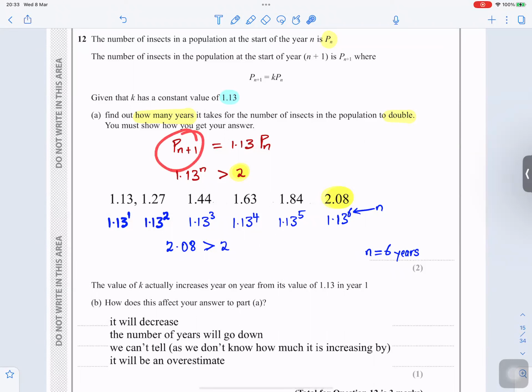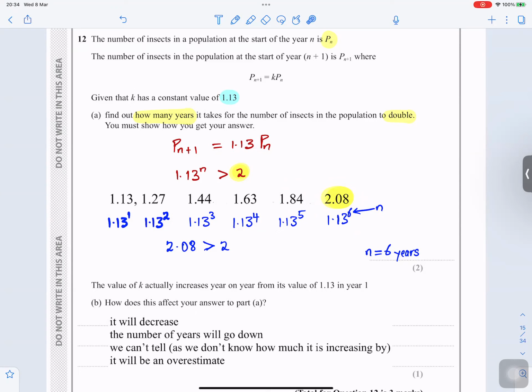So we want Pn plus 1 is equal to K, which is 1.13, times Pn. You want it to be doubled, to be bigger than 2. So you want 1.13 to the power n to be bigger than 2. And you can solve that. If you try 1, 2, 3, 4, 5, 6 years, on the 6th year, when n is equal to 6, that's when it will be bigger than 2, it will be 2.08. On the 5th year, it's 1.84. So it's on the 6th year that it's bigger than 2.